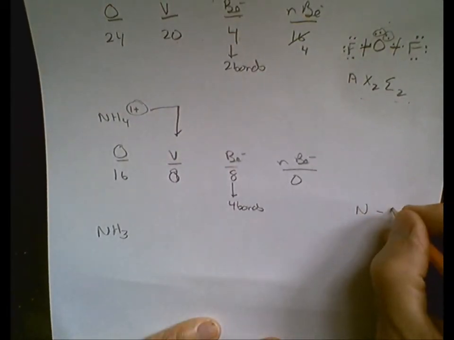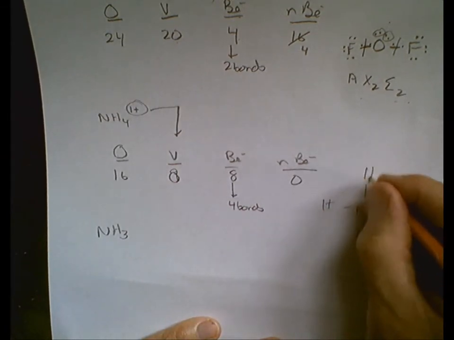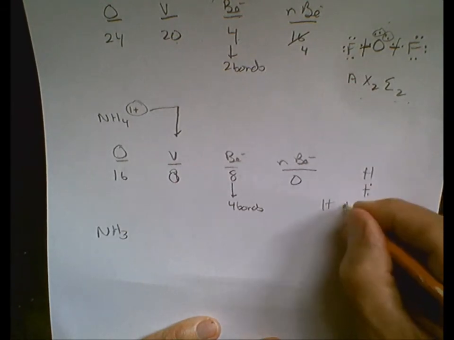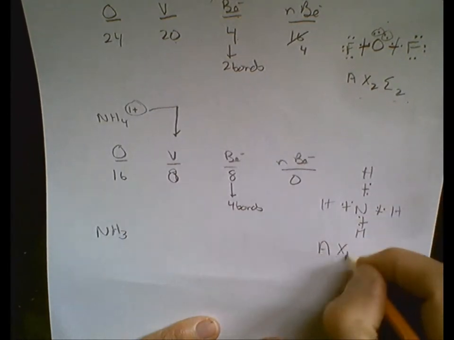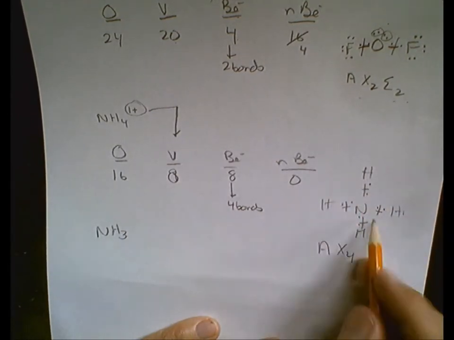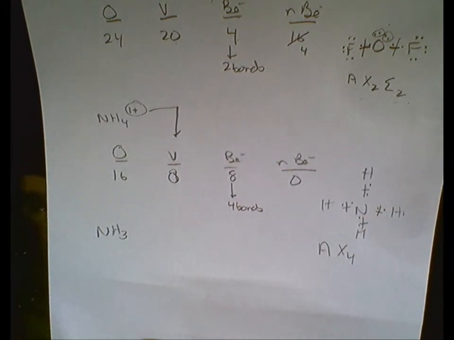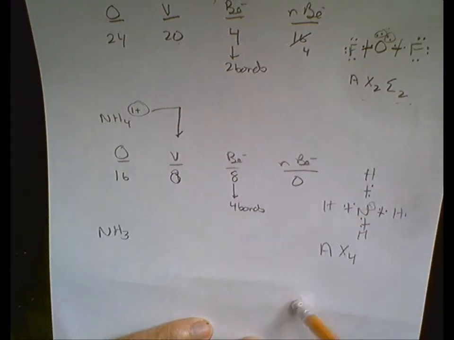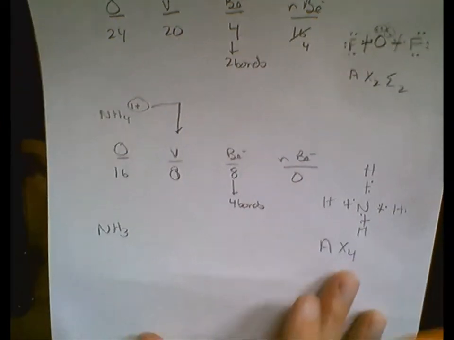Put the nitrogen in the middle. Put the hydrogens around it. Break up your bonds. That's AX4: 1, 2, 3, 4. The A is that single one in the middle. There are no E's here, okay? So there are no non-bonding electron pairs on the nitrogen, so it's just AX4. If you look up the shape of AX4, it will say tetrahedral.